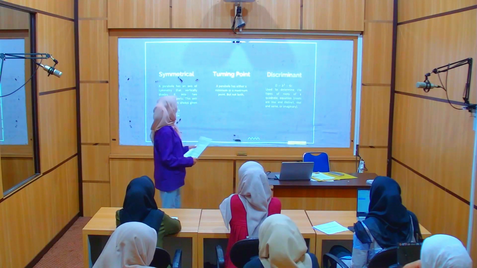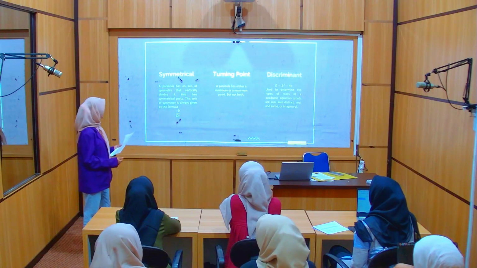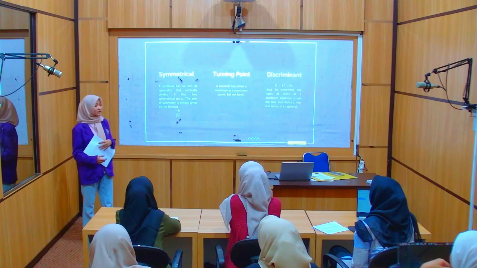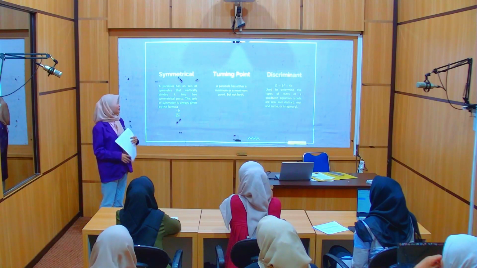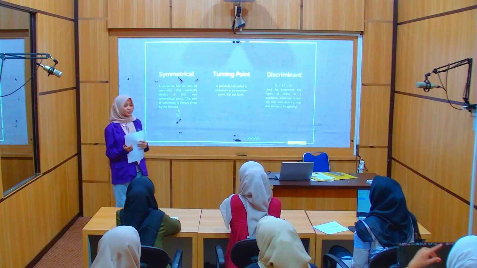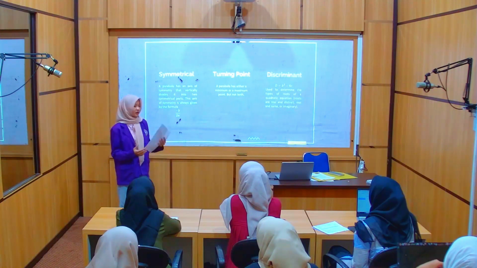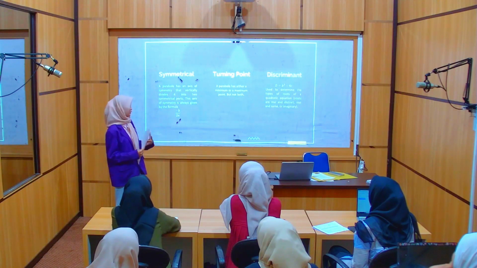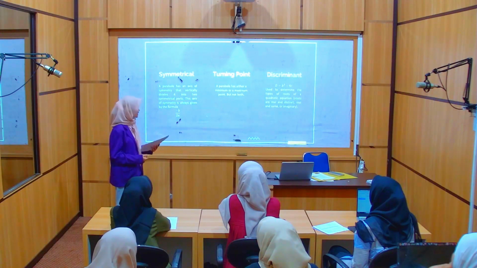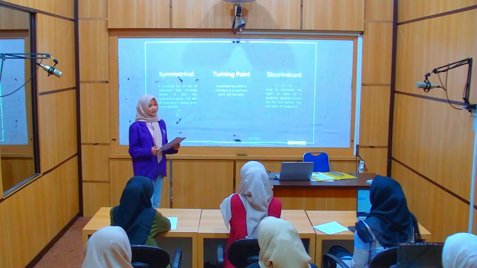Okay, next. A parabola has an axis of symmetry, and this axis of symmetry is always given by the formula minus b divided by 2a. And a parabola has either a minimum or maximum point, but never both. This point is called the vertex or turning point. And the discriminant, the formula is D equals b squared minus 4ac.